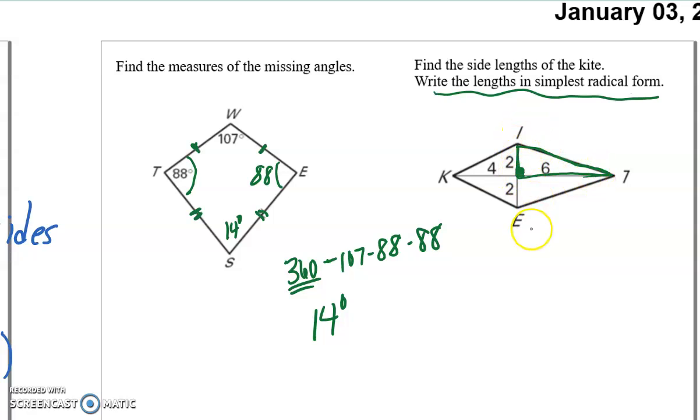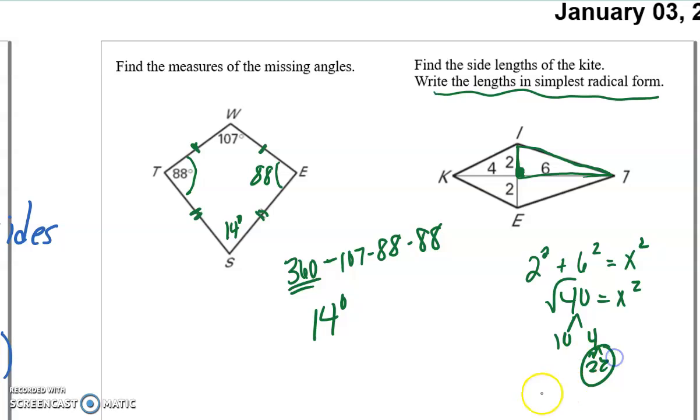So now I'm going to look, and I have 2 squared plus 6 squared equals x squared. Correct. We're going to use Pythagorean theorem. So 4 plus 36 is 40. 40 equals x squared. Square root of 40 is 4 times 10, so 2 root 10. So my outside here is 2 root 10. I know this is 2 root 10.